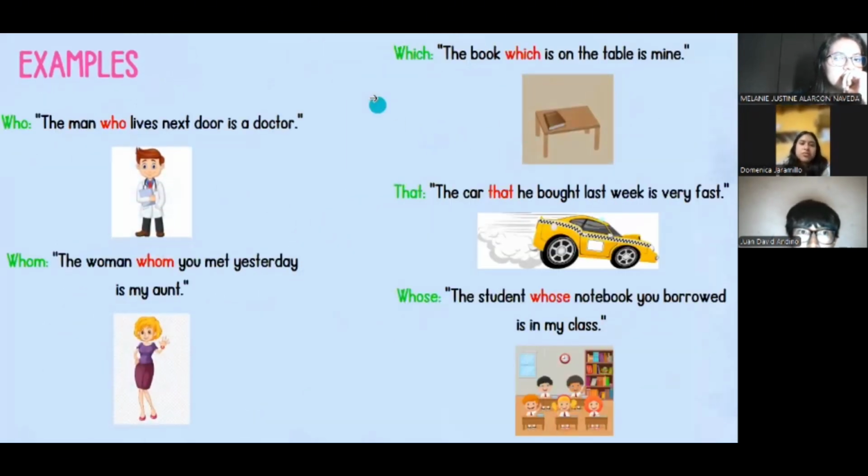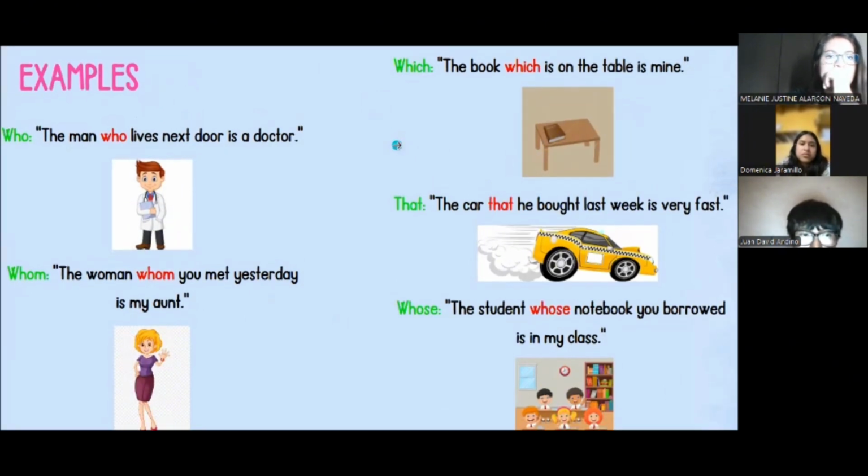Examples: the man who lives next door is a doctor. The woman whom you met yesterday is my aunt. The car that he bought last week is very fast. The book which is on the table is mine. The student whose book you borrowed is in my class.